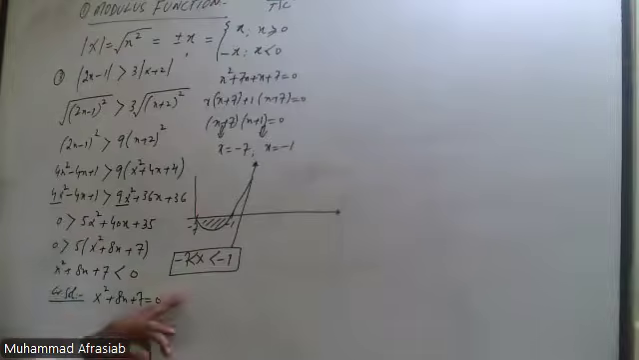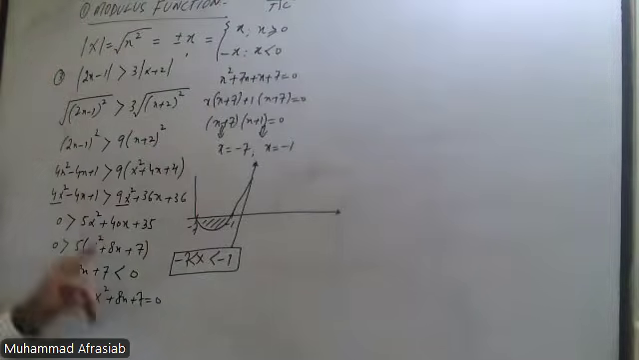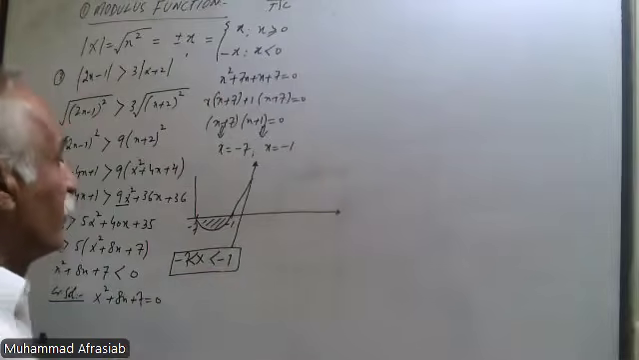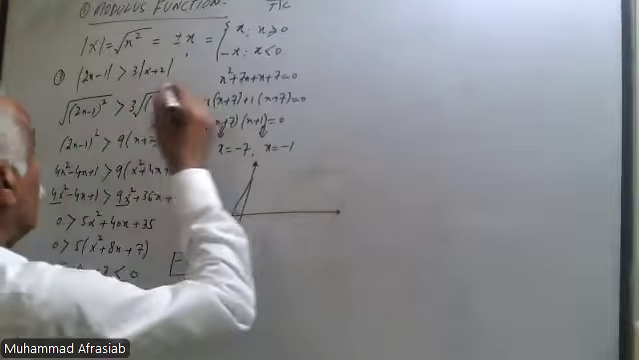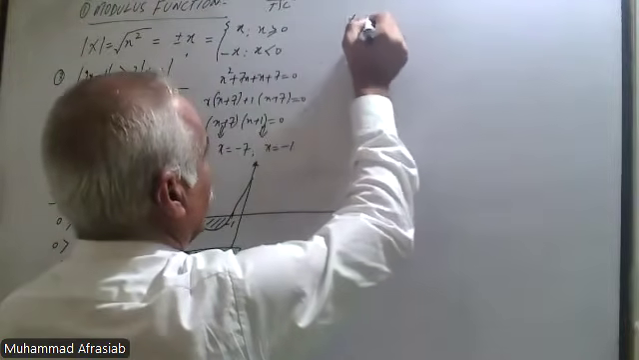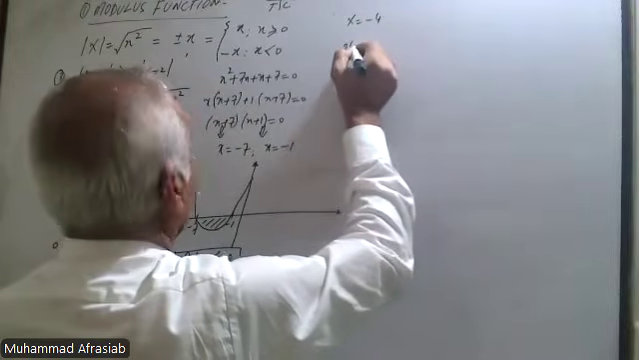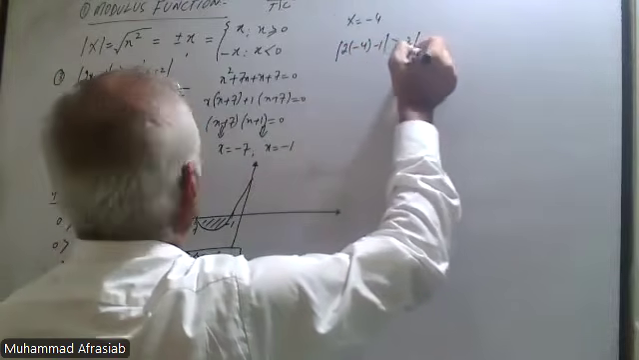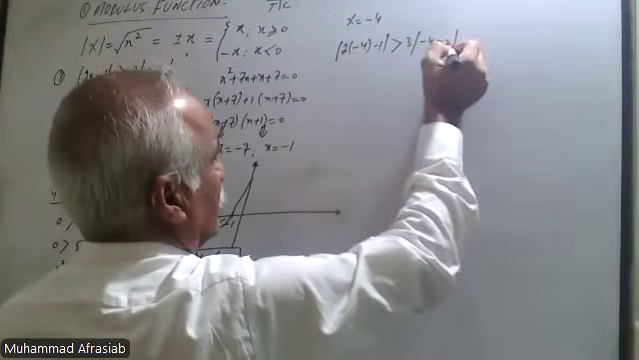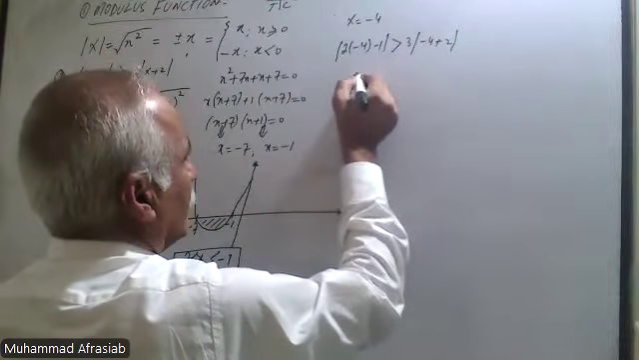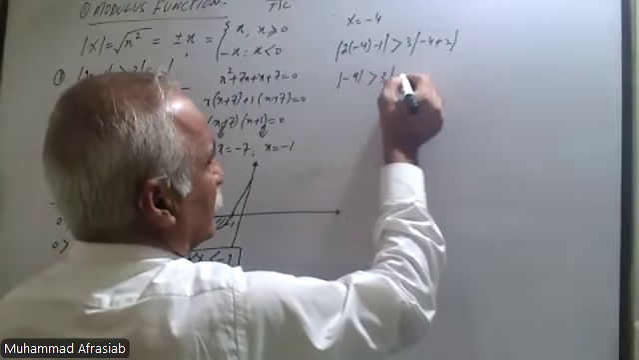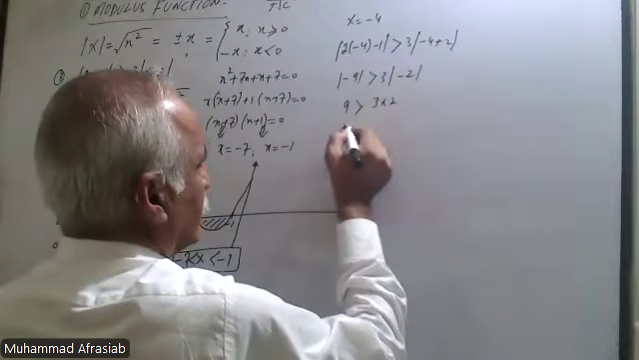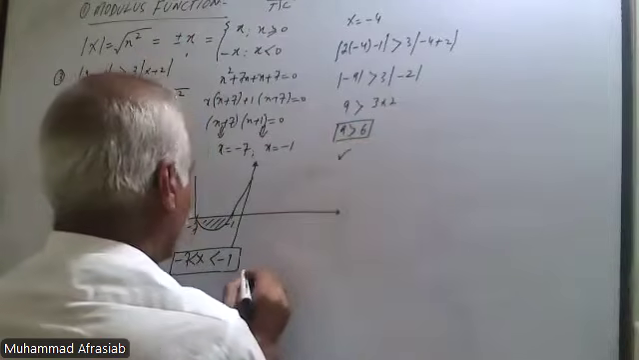But we have to verify that answer with the help of the original inequality. For x from −7 to −1, let's put any value in between these two, say −4. If we put x = −4, then |2(−4) − 1| > 3|−4 + 2|. This becomes |−8 − 1| = |−9|, greater than 3|−2|. So 9 is greater than 3 times 2, that is 6. So 9 is greater than 6, which means this value is correct.